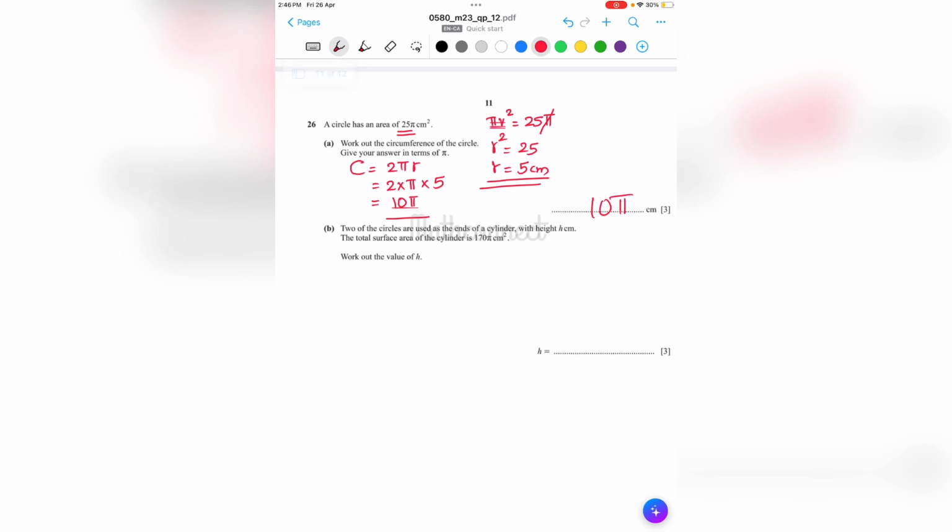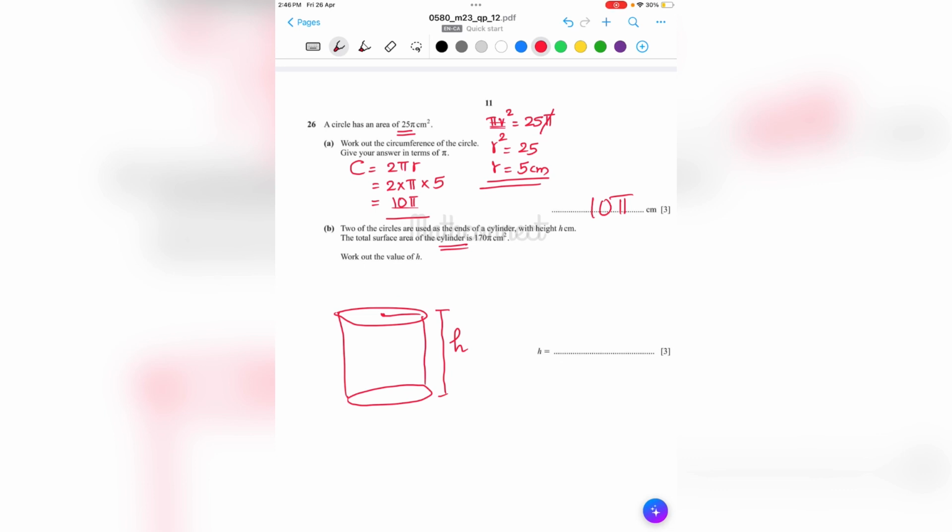Two of the circles are used as the ends of the cylinder. So let's draw the cylinder here with a height h centimeter. The total surface area of the cylinder is 170 pi. Work out the value of h.